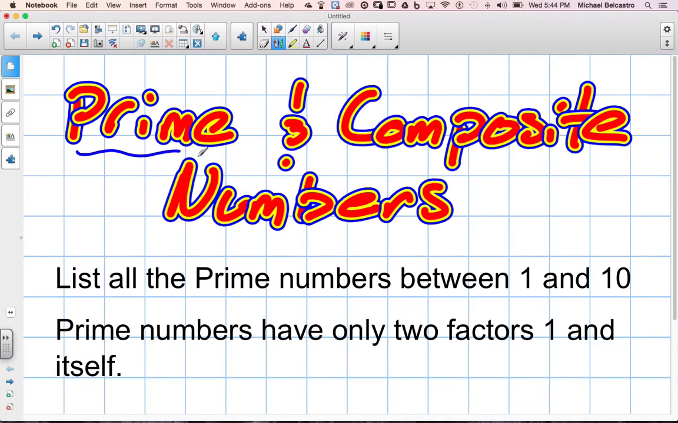Let's look at prime and composite numbers, okay? This is an interesting thing. We're going to go through a list and list all the prime numbers between 1 and 10. In order to do that, we have to figure out what a prime number is. So we have a little definition here. Prime numbers have only 2 factors, okay? That's really important, 2 factors. And the 2 factors are one and itself.